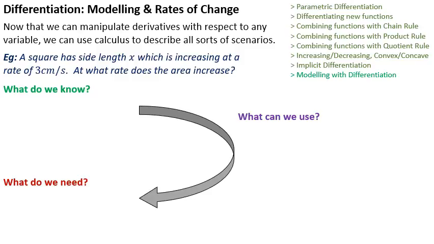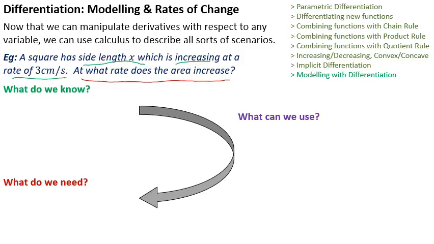So in this case, we're talking about this final bit. At what rate does the area increase? I need to know what they're asking me and I need to understand what they're asking me. So when they tell me about the side length of x, and they tell me it's increasing at a rate of 3 centimeters per second, that's information that we've been given in the question. But when they say something about the area rate of increase, that's what they're asking us for.